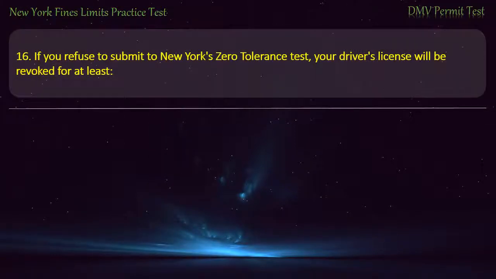Question 16. If you refuse to submit to New York's zero-tolerance test, your driver's license will be revoked for at least 3 years, 2 years, 6 months, 1 year. Answer: 1 year.